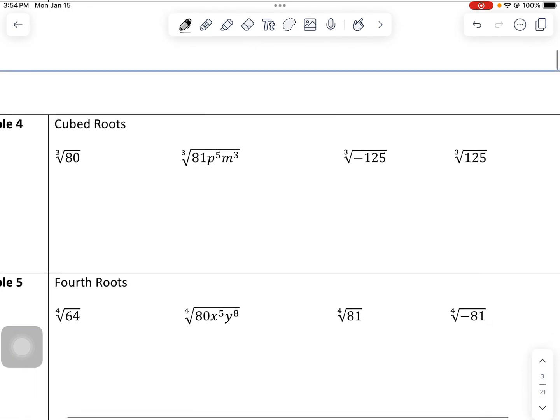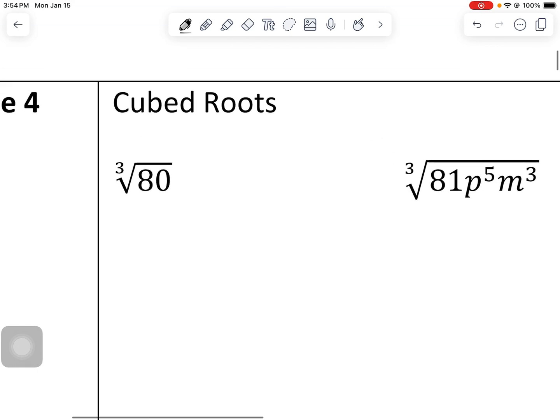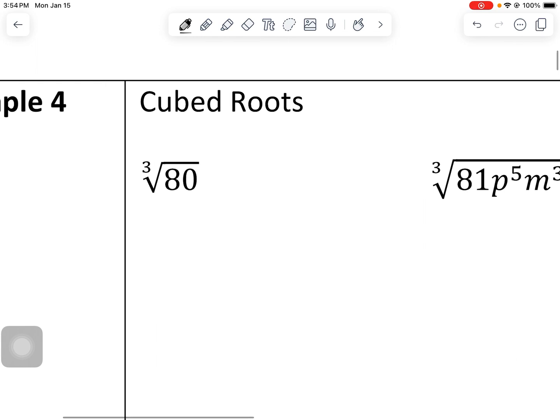All right, now we're moving on to cubed roots. We are going to get to some higher degrees here, cubed roots, fourth roots, maybe even fifth roots in some examples. Now we're stepping away from the square roots and we're looking for groups of 3. That's what our index is telling us.